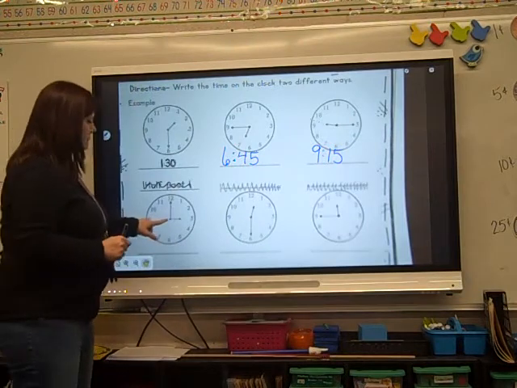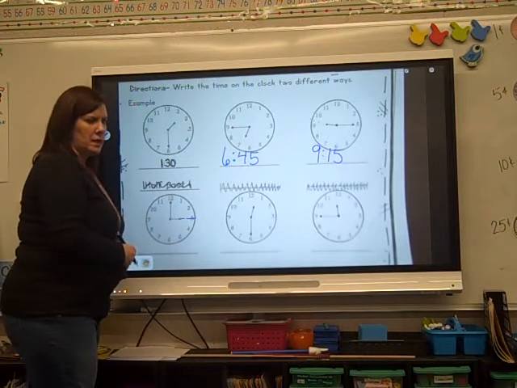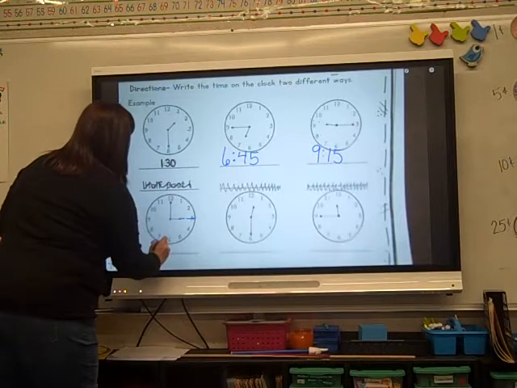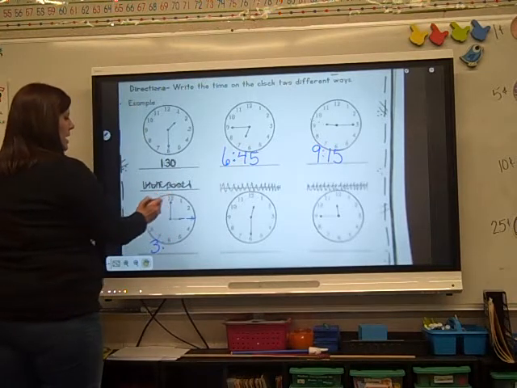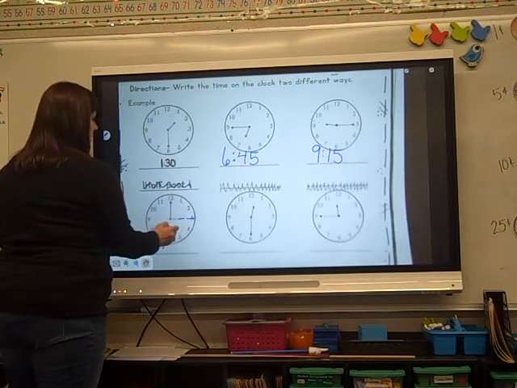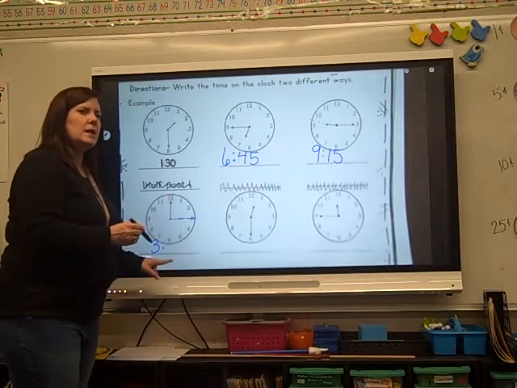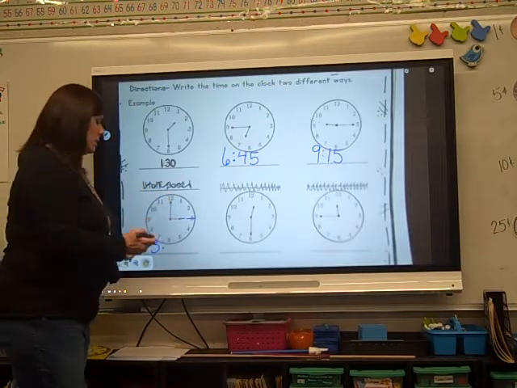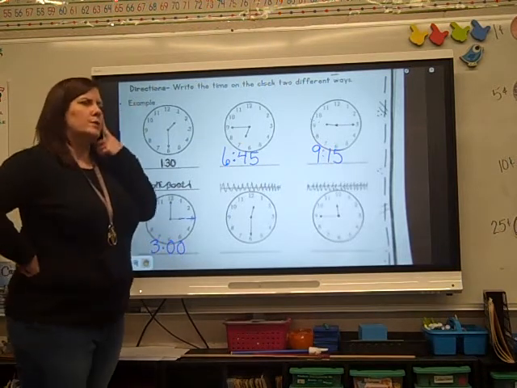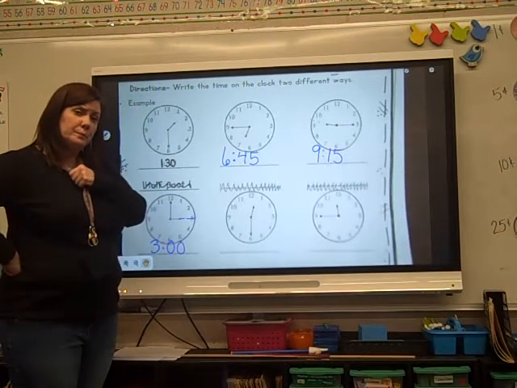All right, let's look at this one. This is pointing straight at the 3. So it is 3. Now, this one is special. If it's pointing straight up at the 12, we don't say 5, 10, 15, 20, 25, 30, 35, 40, 45, 50, 55, 60. We don't say 3:60. We say 3 o'clock. 3 o'clock. So let's see. 3 o'clock in the afternoon, you are getting ready to go home from school. Okay?